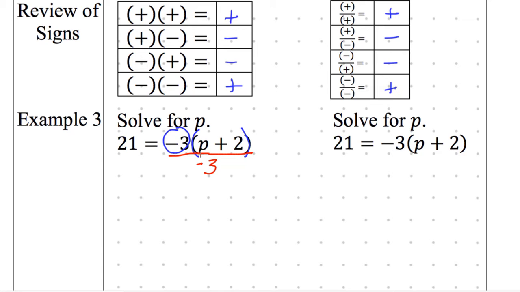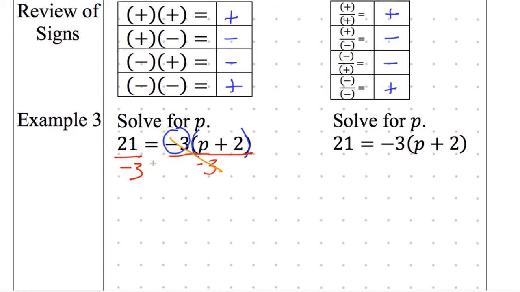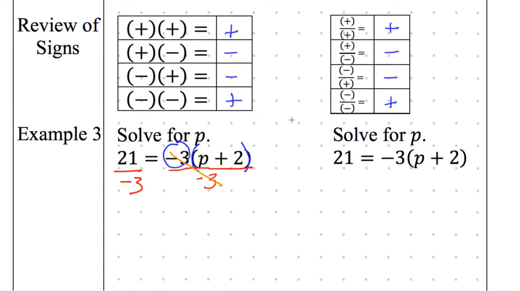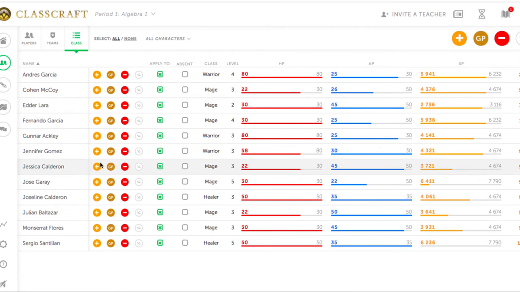And to undo that, I can't touch the parentheses because that's the highest order. So I have to divide by -3 on both sides. So when I divide by -3, those cancel out. Those cancel out. 21 divided by -3. I need a quiet raised hand. Based on our table up here, you should know if it's positive or negative. 21 divided by -3 is, I see 3 hands. Jennifer, -7. There it is. Thank you, Jennifer.